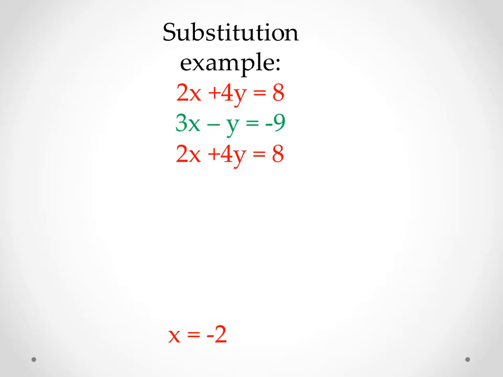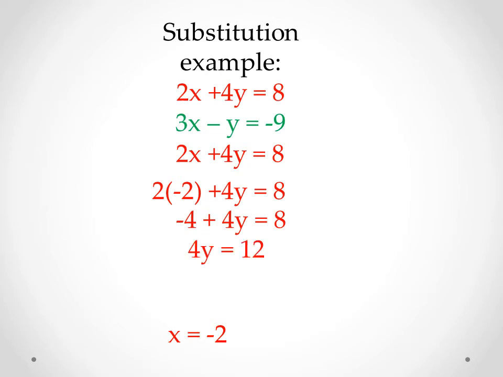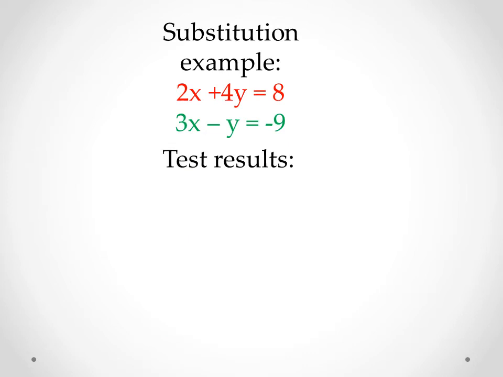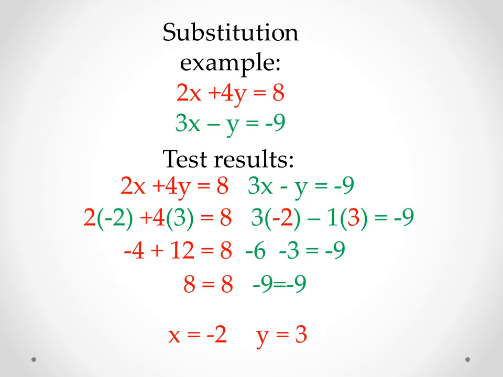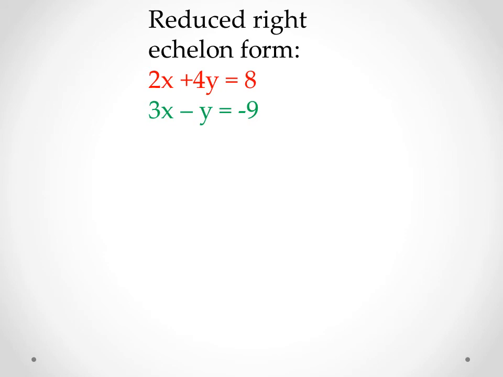Okay, with x equal to -2, we can substitute in: 2 times -2 is -4, plus 4y is equal to 8. Add 4 to both sides, 4y is equal to 12. Divide by 4, we end up with 3. Now we can test the results. Taking a look at the formula, substitute in for x -2 and for y 3. In both cases, when we multiply out and add the terms together, we end up with 8 is equal to 8, and minus 9 equals minus 9. So, it's true.